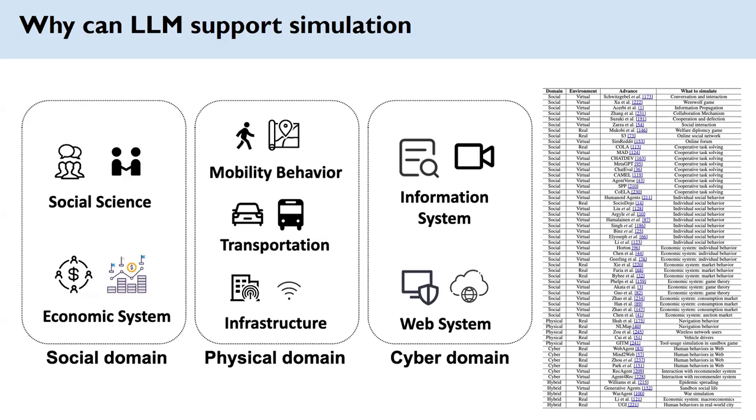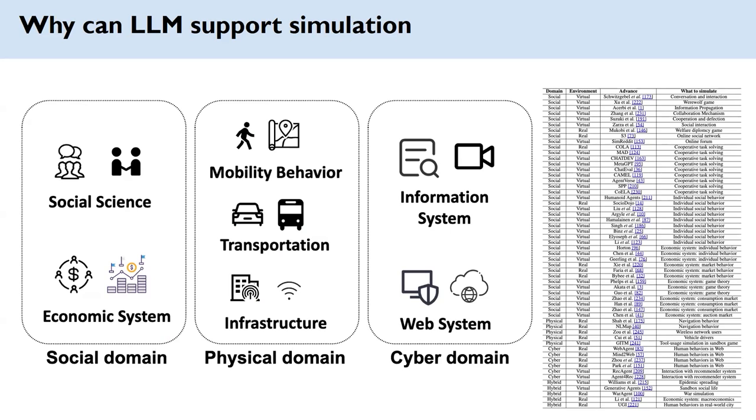We first divide the existing works according to the different domains. Some are in the social domain, either social science simulation or economic system simulation, and there are also some works for the physical domain, including mobility behavior, transportation, or infrastructure usage behavior simulation. And the cyber domain is also very interesting, including information systems such as recommender systems, web systems, browser simulation, or online social network simulation.